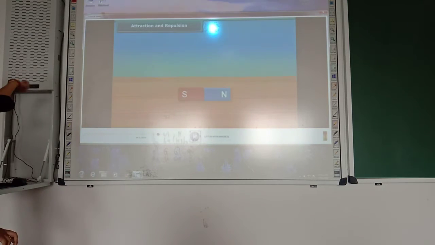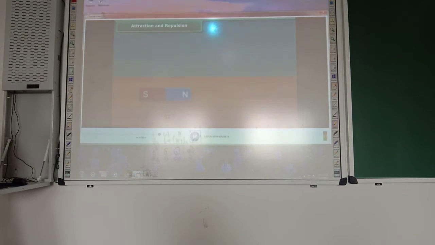Poles of a magnet. Let us look at the attraction and repulsion properties too. In the case of magnets, when the south pole comes in contact with the north pole, they get attracted to each other. This is better known as opposite poles attracting each other. Similarly, when the south pole comes in contact with another south pole of a magnet, they do not attract each other. In fact, they repel each other. This is better known as similar poles repelling each other.